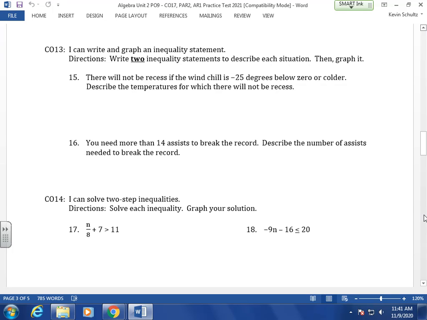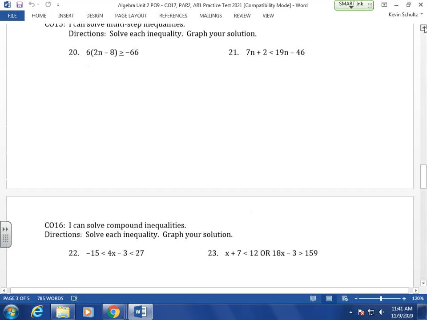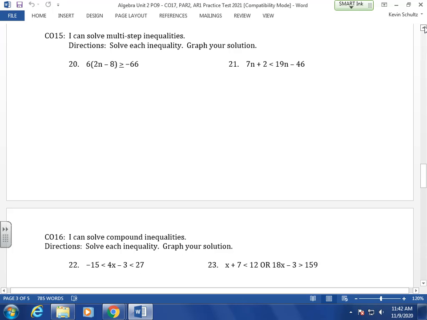Okay. 14, solving two-step inequalities. This is where we were first introduced to the flipping the inequality symbol rule. So 19, you had to provide me an example for which you would need to change the direction. As long as you have a negative coefficient to the variable, then that's what you need. Questions on CO14? Okay, CO15, multi-step inequalities. Similar to multi-step equations, PO10, only now you have to graph your solution. Variables on both sides, distributive property, combining like terms. Just pay attention to that when you flip your inequality symbol. Yeah?